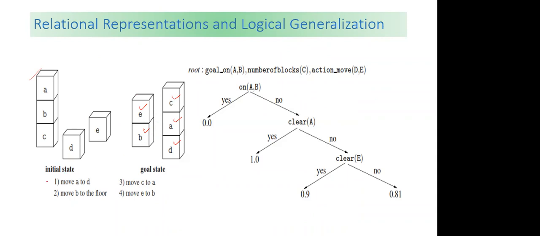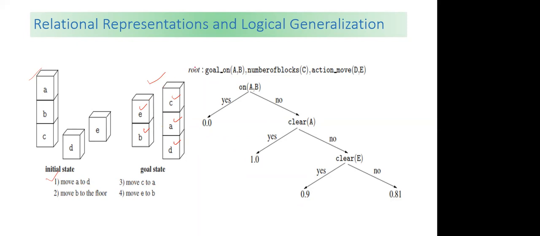So what will the initial state be? Move A to D. What we are doing is move A to D. Second will be move B to the floor. Third will be move C to A, and then move E to B. So if we move like that, our goal will be achieved. We are on that goal state.